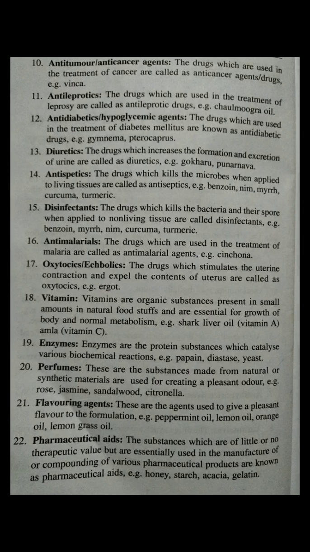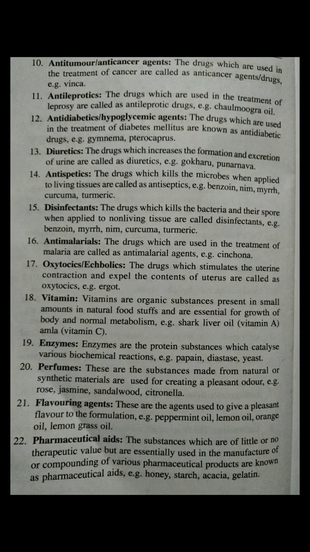Then next is diuretics. Diuretic drugs increase the formation and excretion of urine. For example, Gokhru and Punarnava. Then antiseptics. Antiseptics are drugs which kill microbes when applied to living tissue. For example, benzoin, neem, myrrh, curcuma, and turmeric. Then disinfectants. Disinfectants are drugs which kill bacteria and their spores when applied to non-living tissue. Example, benzoin, myrrh, neem, curcuma, and turmeric.